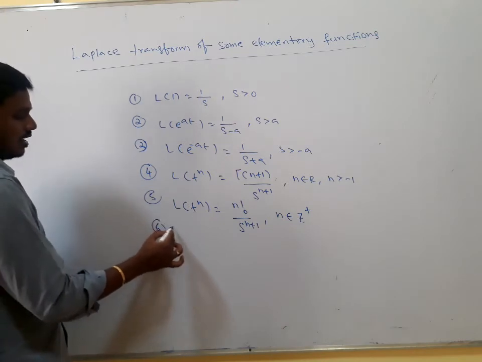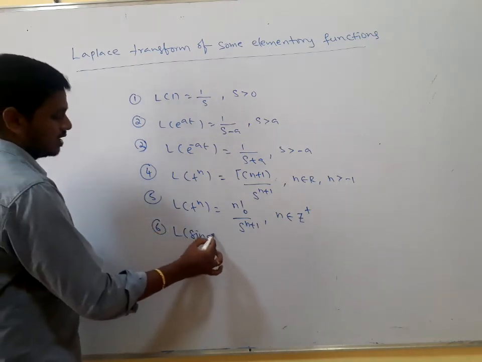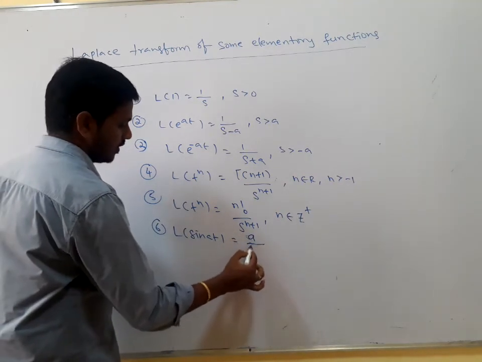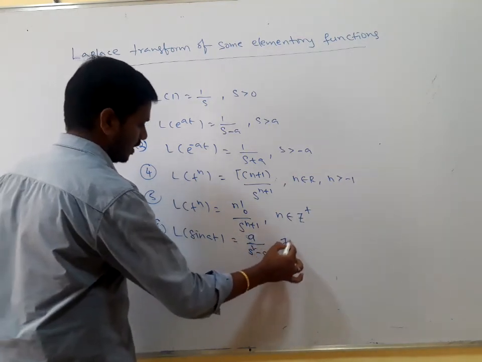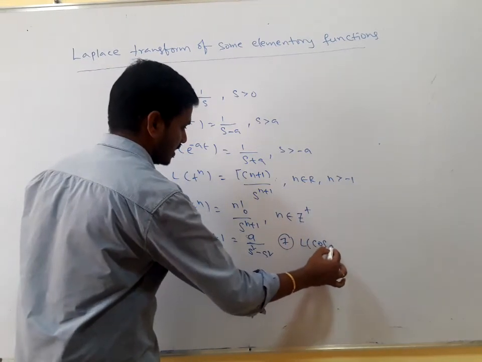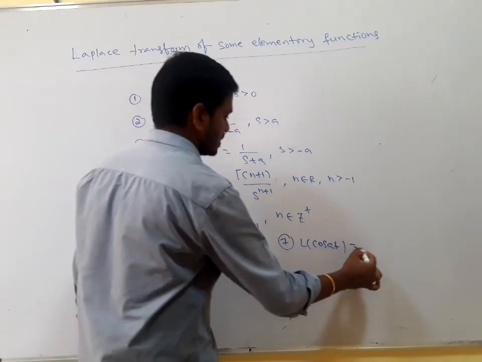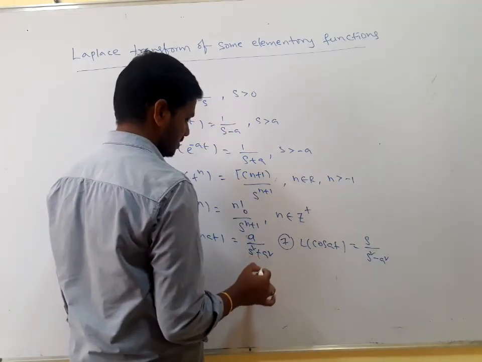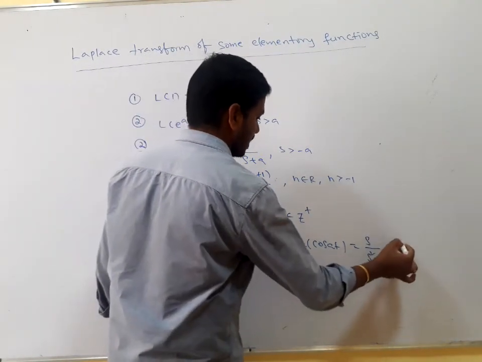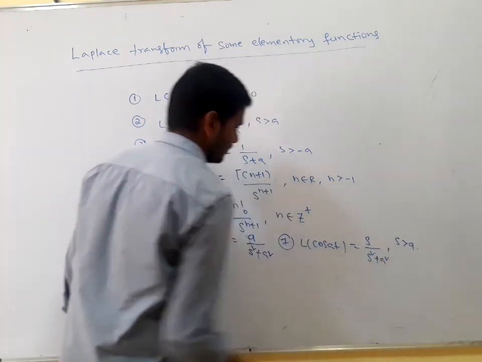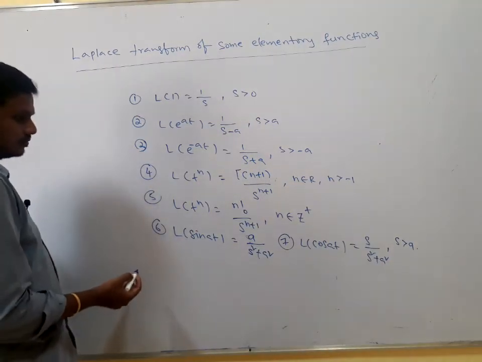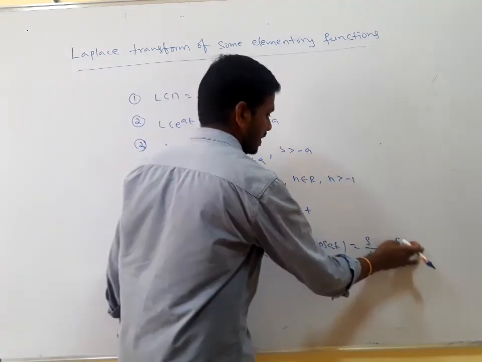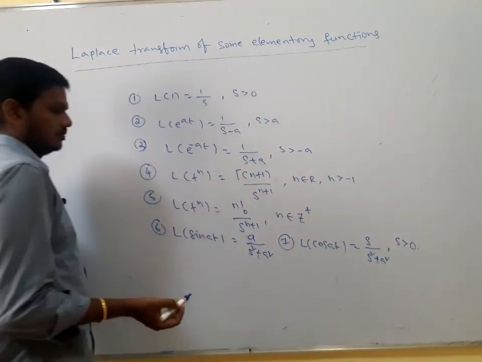Sixth one: the Laplace transform of sin at is equal to a divided by s square plus a square. Next, seventh one: the Laplace transform of cos at is equal to s divided by s square plus a square, s is greater than a here. Not s greater than a, s is greater than 0 only.